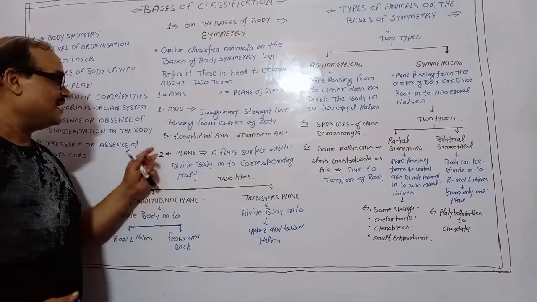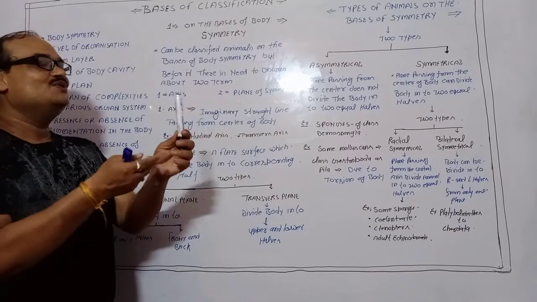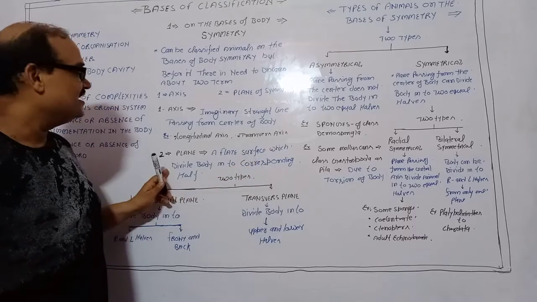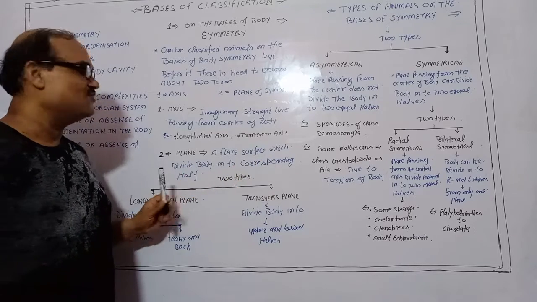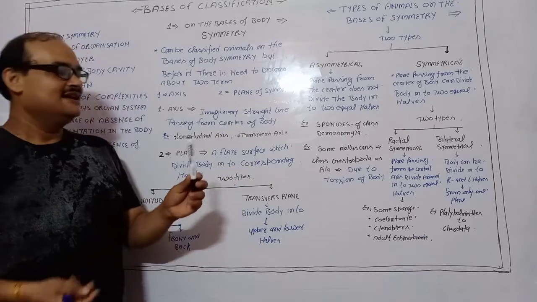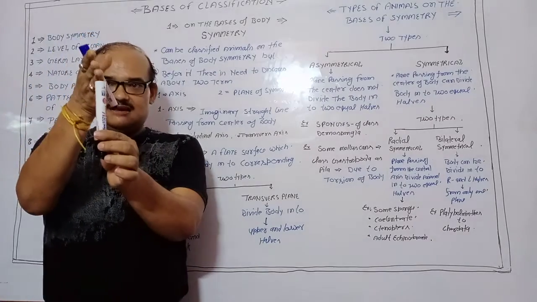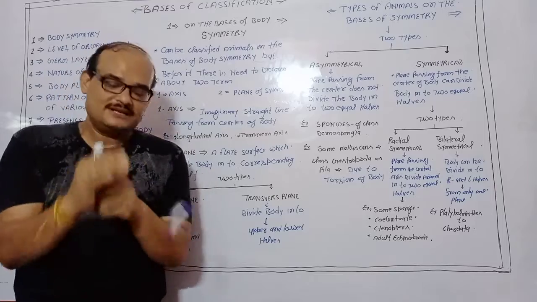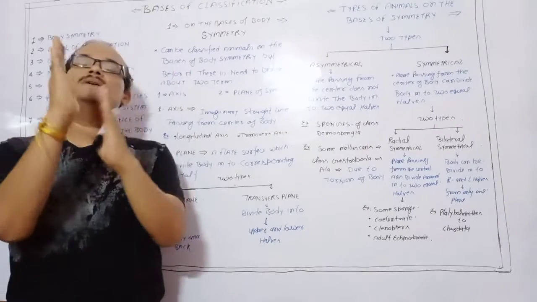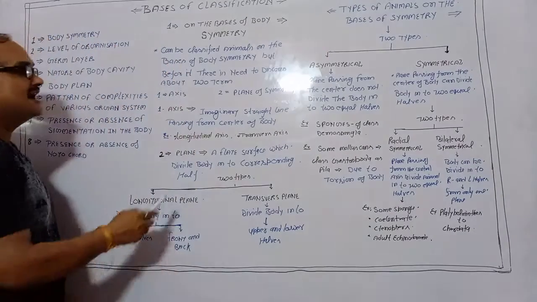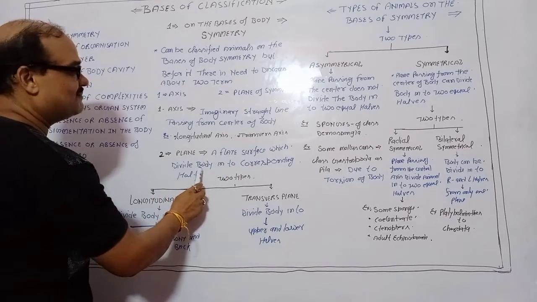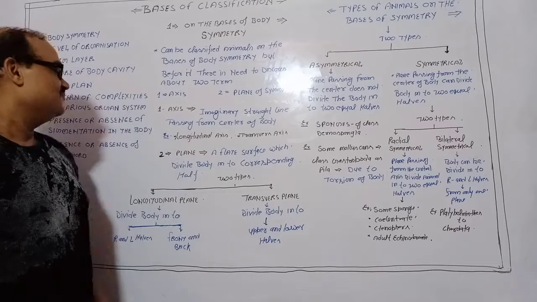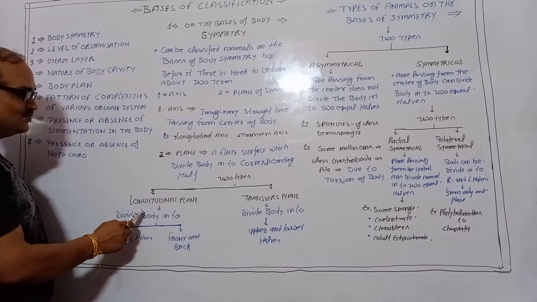Second, plane. So what is a plane? When we cut the body, a flat surface which divides the body into corresponding halves. Suppose that in this way we cut the animal into 2 equal halves. So 2 flat surfaces are formed, this surface and this surface. That's why a flat surface which divides the body into corresponding halves is known as a plane.